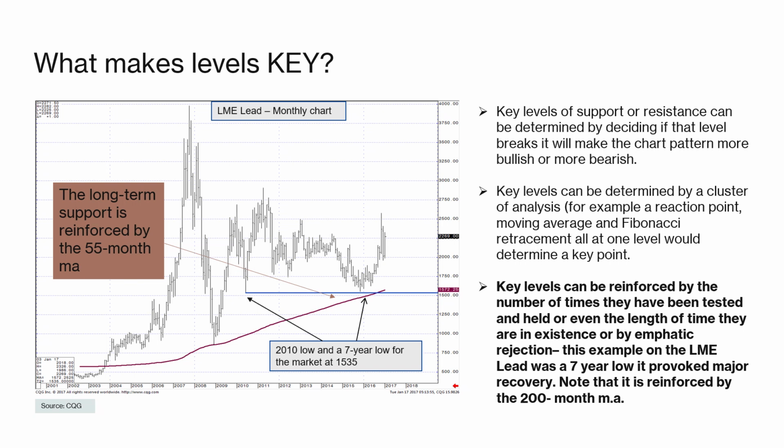So what makes levels key? Key levels of support and resistance can be determined by deciding if that level breaks, it will make the chart pattern more bullish or more bearish. They can be determined by a cluster of analysis, for example, a reaction point, a moving average, and a Fibonacci retracement all at one level would determine that that level is key.